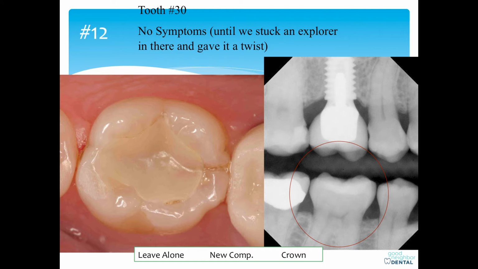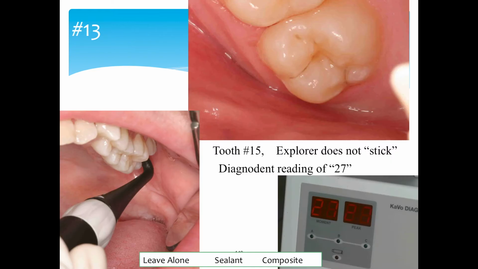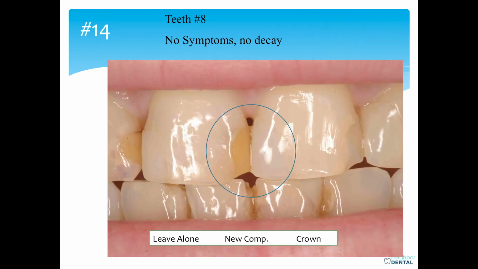This tooth had no symptoms at all until I stuck an explorer in there, gave it a twist, and the patient jumped. What do you want to do for that? Here's the Diagnodent. The Diagnodent reading is 27. What are you going to do for that tooth? The x-ray is inconsequential. There isn't one. What do you want to do for that tooth?